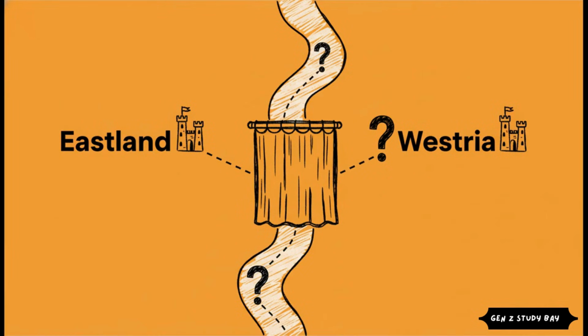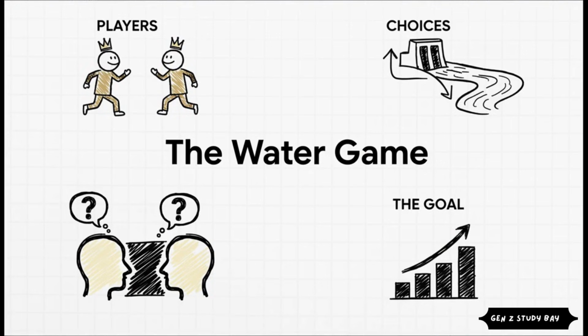Picture this: two countries. Let's call them Eastland and Westria. They both depend on a single, massive river. It's their lifeline. Now, each country has a choice to make. They can secretly build a dam to divert more water for themselves, or they can choose not to. But here's the kicker: they have to decide at the exact same time, with no idea what the other is going to do. So we call this the water game.